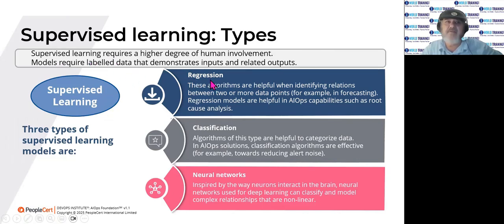So regression is one example. These algorithms are helpful when identifying relations between two or more data points. For example, in forecasting, regression models are helpful in AIOps capabilities such as root cause analysis. The other type is classification. Algorithms of this type are helpful to categorize data in AIOps solutions. Classification algorithms are effective, for example, towards reducing alert noise. And the last listed here is neural networks, inspired by the way neurons interact in the brain. Neural networks are used for deep learning that can classify and model complex relationships that are non-linear.